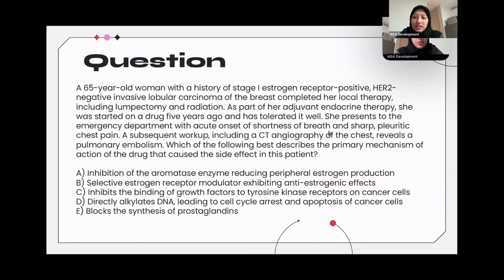A 56-year-old woman, again back to breast cancer. You can read through this, but she is being treated for breast cancer. She was started on a drug, but now she's presenting with shortness of breath, chest pain, pleuritic chest pain. It shows pulmonary embolism, which is a thromboembolic event. Which of the following was she taking? What was the drug she was taking? I'll give you a minute.